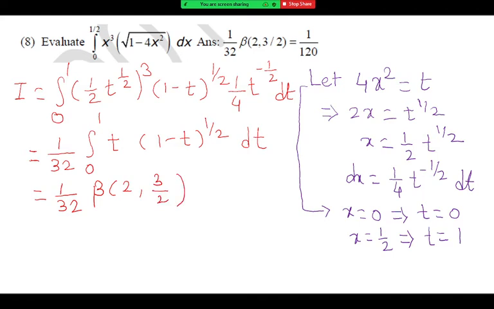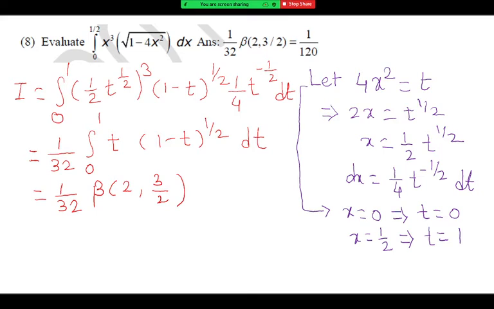If this question is for 2 marks, we can write the answer in beta form only, whenever the question comes for 2 marks, remember. But if it is for 5 marks, we have to simplify this further and find the final answer as a number only. Yes, one question I got here on the chat: when to change the limit.